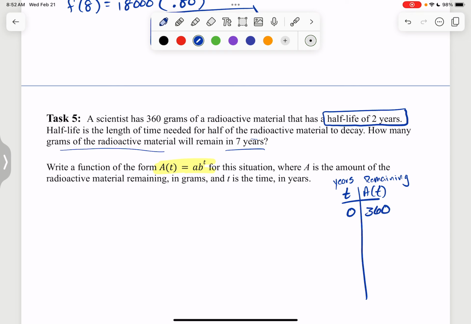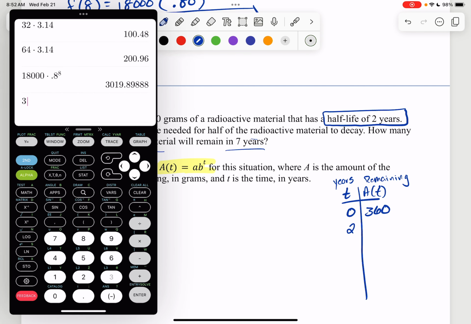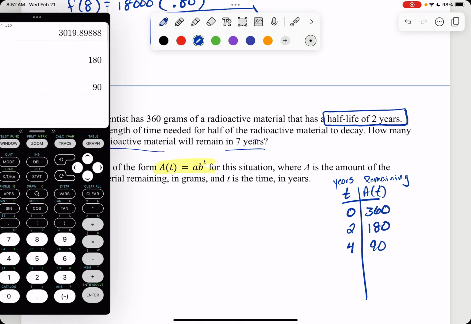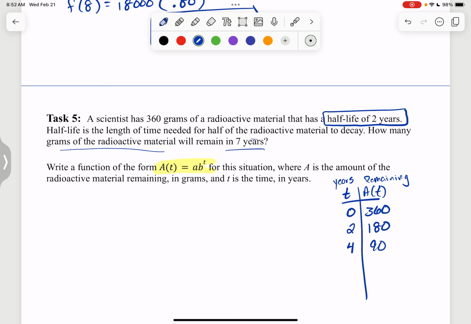Okay. It has a half-life of 2 years. So at 2 years, I have half of that. If I have half of that, 360 divided by 2 is 180. So I now have 180. After another 2 years, year 4, I would have half of that, and so forth and so on. Okay, so it goes down by a half each time, for each 2 years.